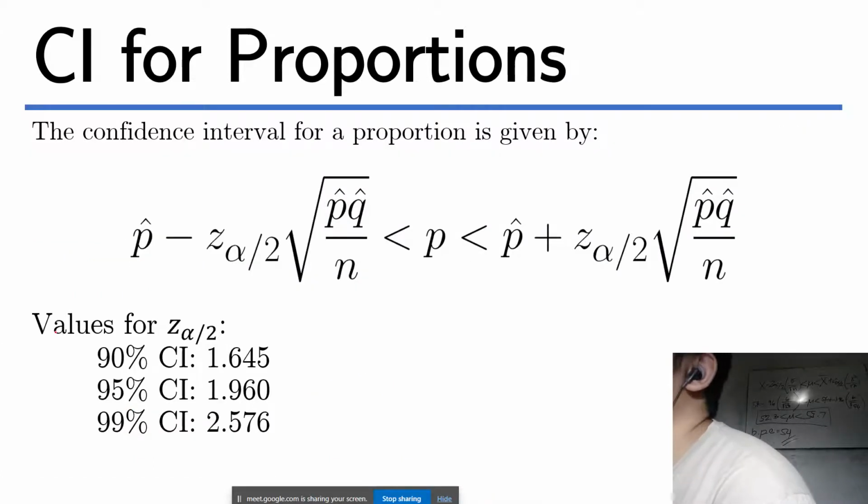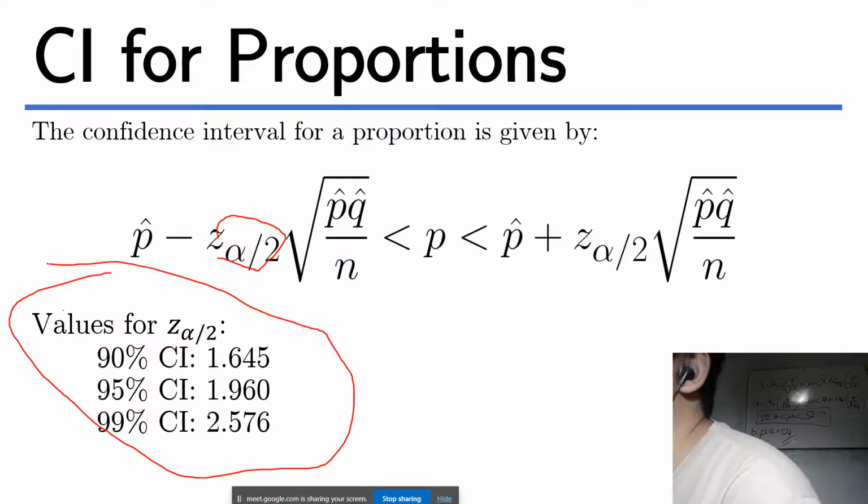Confidence interval for a proportion. Okay, balik na naman tayo dito. Dahil z-score yung gamit, ito yung values natin. Paki-memorize na lang or paki-picturean. Then, ang haba ng formula, no? Ang haba ng formula. So, ito. Ano siya gamitin?